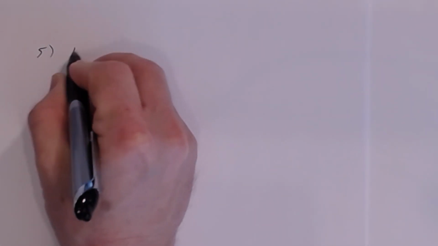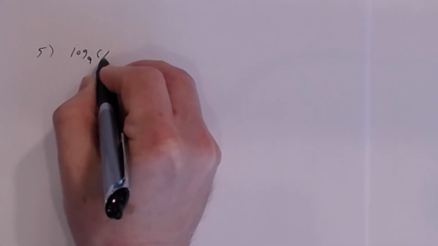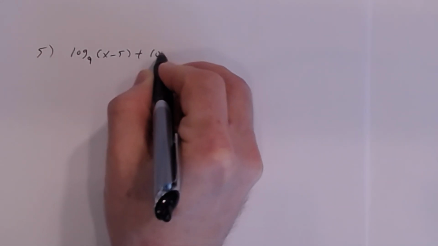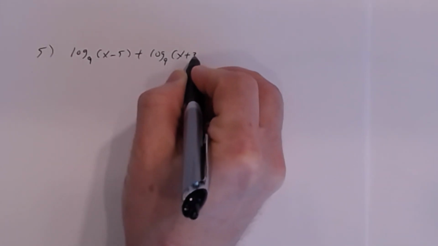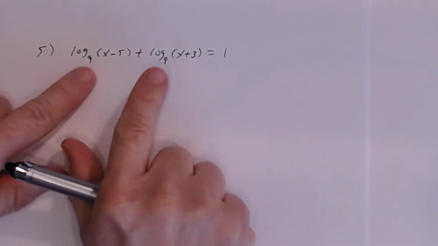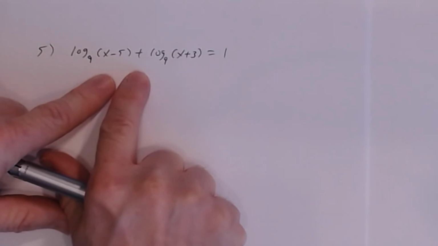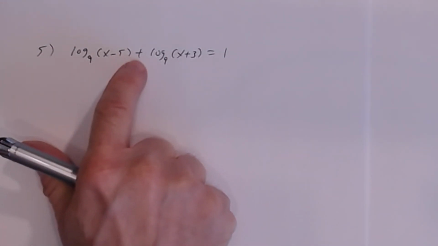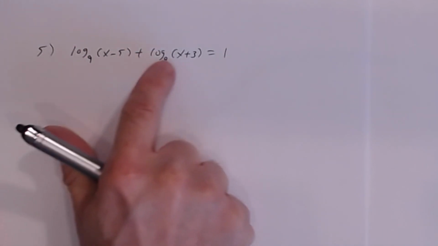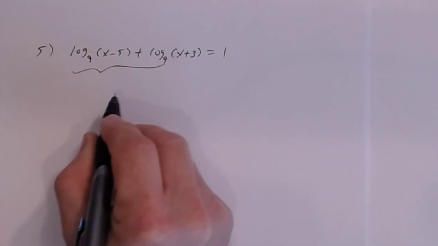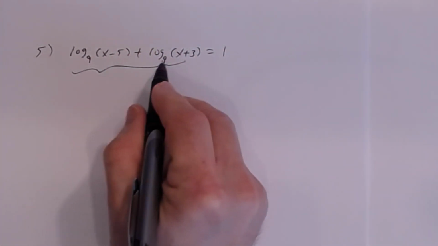So let's suppose in number 5, we have this problem. Let's do an addition one again. So it'll be log base 9 of x minus 5 plus the log base 9 of x plus 3 equal 1. All right. So notice I cannot change this to an exponential because that's not a single logarithm. But I see this addition here. The bases are the same, so I can write this as a single logarithm.